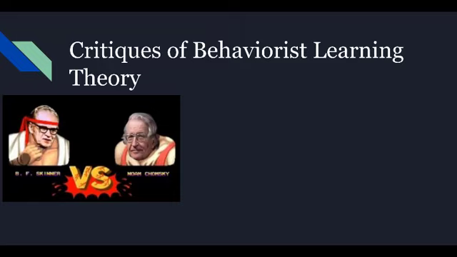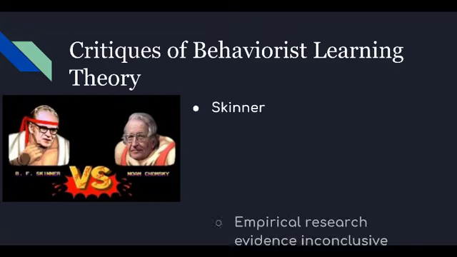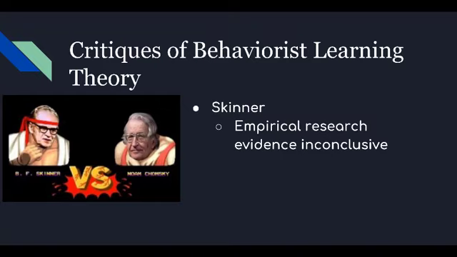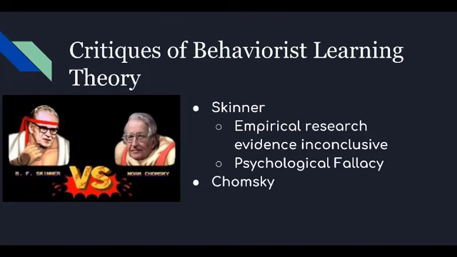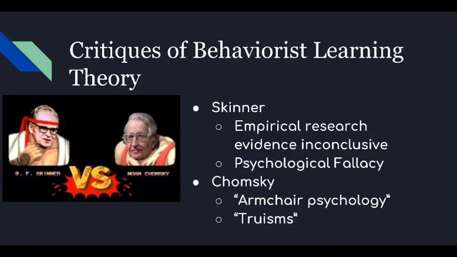In his review of Skinner's book, titled Verbal Behavior, Chomsky noted that much of Skinner's empirical evidence was inconclusive. Further, Chomsky suggested that Skinner relied heavily on psychological fallacies throughout his research efforts. Advocates of Skinner's work will be quick to point out that much of Chomsky's critique can be relegated to armchair psychology and truisms, and that Chomsky himself had zero empirical evidence to back any of his own claims or any of his critiques of Skinner.